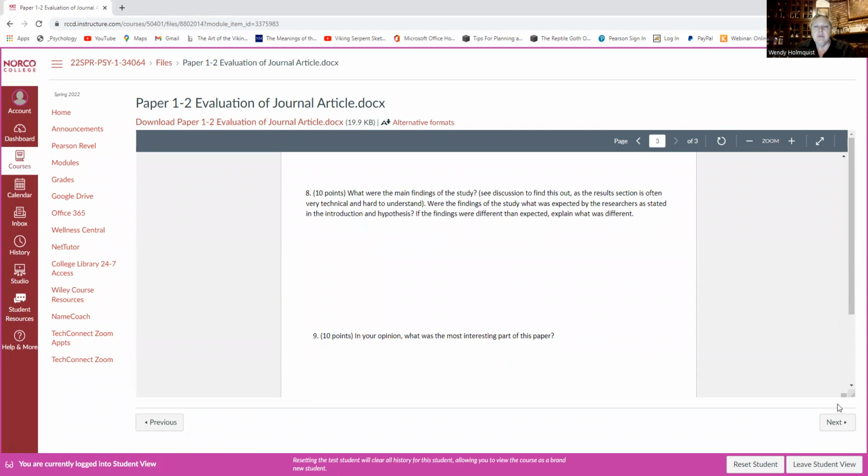When you look at one of these research papers, the results section is full of statistics, and that's not really a good place to try to find out what they found, unless you are specifically very familiar with that particular type of research. So you would use the discussion part of the paper to find that out. If findings were different than were expected, explain what was different, okay? And in your opinion, what was the most interesting part of this paper?